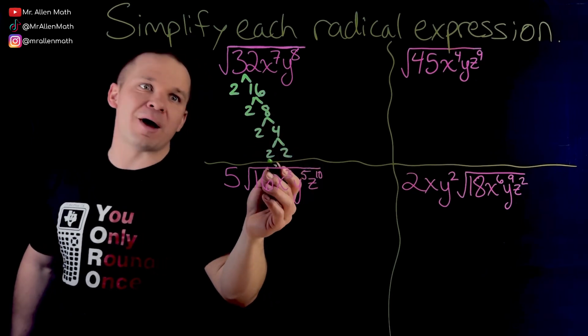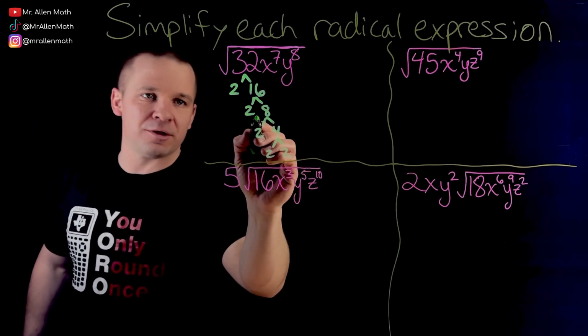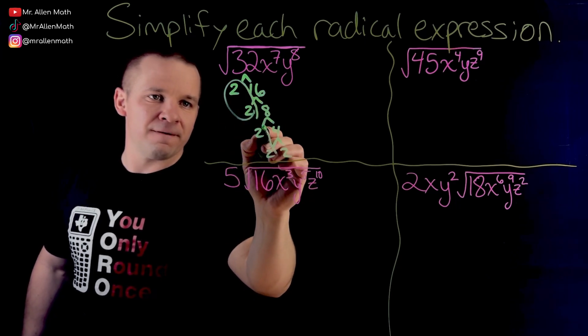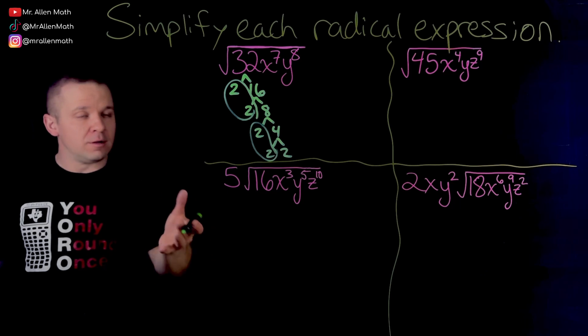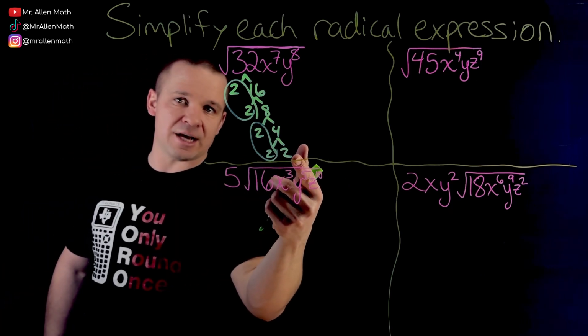Now I'm going to circle all my pairs of 2s. Doesn't matter which pairs you go with. I'll go with these two and these two. So that means I'm going to have 2 times 2, which is 4, coming out. 2 gets left inside. All right.